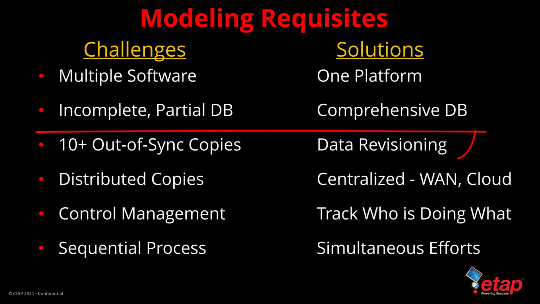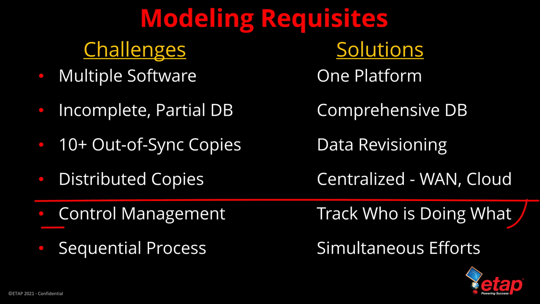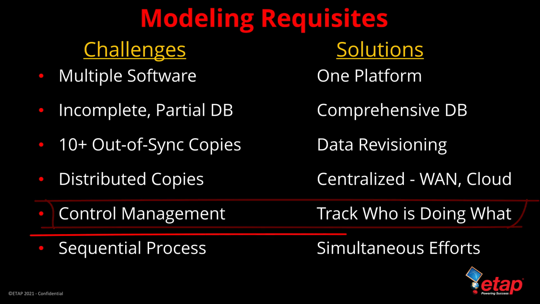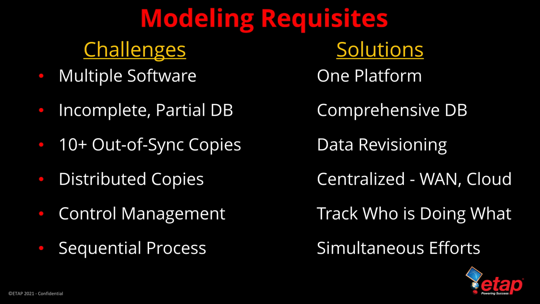ETAP also includes data revisioning that allows you to keep multiple instances of your project, especially time series changes, in a common or single database. ETAP NetPM allows you to centralize distributed copies of the project model in one central location and keeps it synchronized. So therefore you can track who is doing what and give you some level of control management, as well as allow you to perform the project activities in a simultaneous manner versus the traditional sequential process of doing load flow, then short circuit, then arc flash, and so on. With ETAP, you can perform all of these studies in parallel.